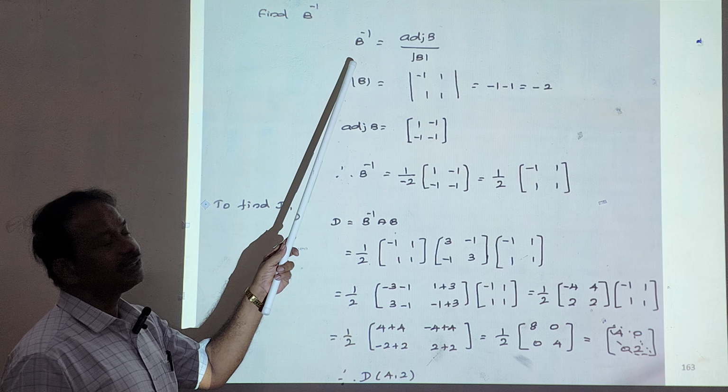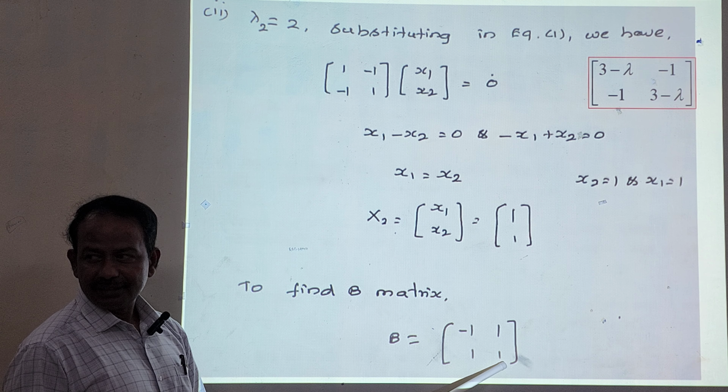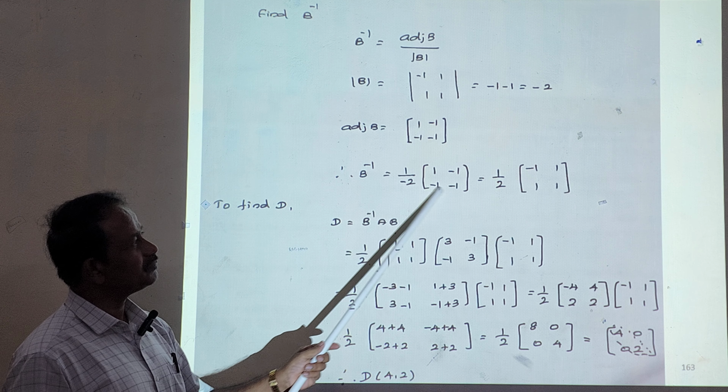So we have to find out B inverse. As I said earlier, you have to change the diagonal and change the sign. You will have this.